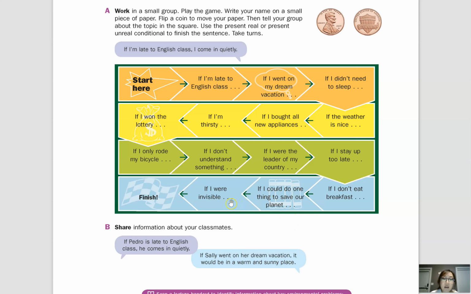Okay, and then lastly, what would you do if you were invisible? And this sentence, if you remember, we talked about using the be verb in the if clause. Then if it's an unreal conditional, we have to use were. It doesn't matter what the subject is. If it's a be verb and it's an unreal conditional, we use the word were.